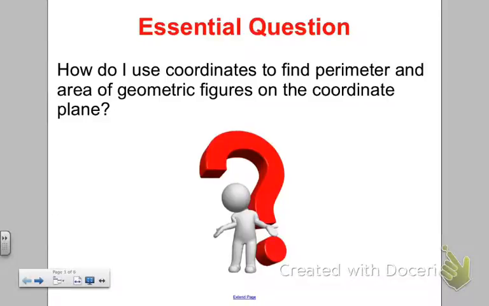Okay, let's take a look at lesson 9. How do I use coordinates to find perimeter and area of geometric figures on the coordinate plane? So in this lesson, we're going to be graphing a variety of geometric figures, different polygons: triangles, rectangles, squares, trapezoids, etc. And we're going to use the coordinates to help us find area and perimeter.